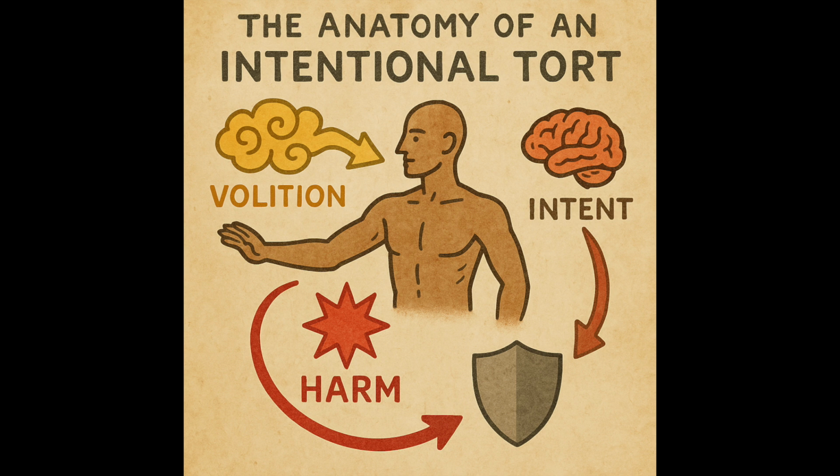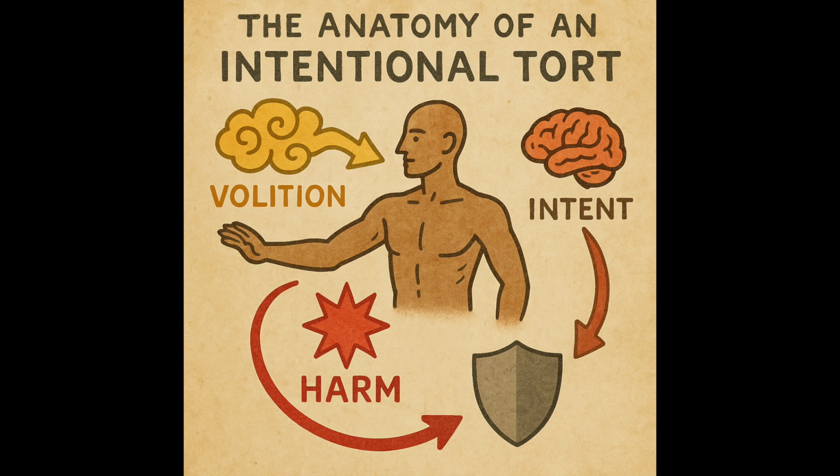Got it. Okay, so if we get past volition, the act was voluntary, then we hit intent. Let's use battery as our example here. What's the rule for battery? Sure. Battery is defined as an intentional act that causes harmful or offensive contact with another person. And the key word there is intentional. What does that mean legally? It's not just about being angry or meaning harm, is it?